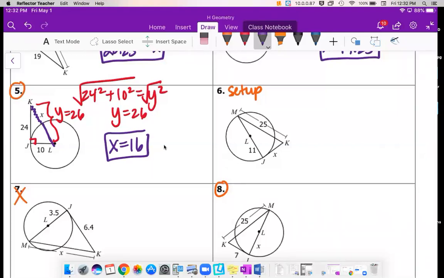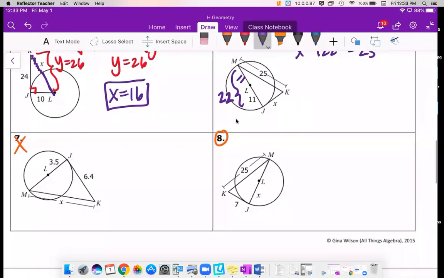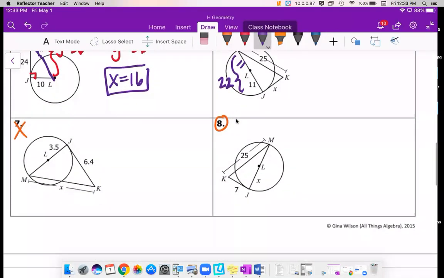All right, let's see. This one we've got radius is 11, so this is also 11 right here. So this whole length is 22. And then this one we're just going to set up. So we would make this x squared plus 22 squared equals 25 squared. And then you guys would solve for x just like you know how to do. Okay, 7 is really similar to that, so we're going to skip it. And then 8 is where this gets nice and fun.